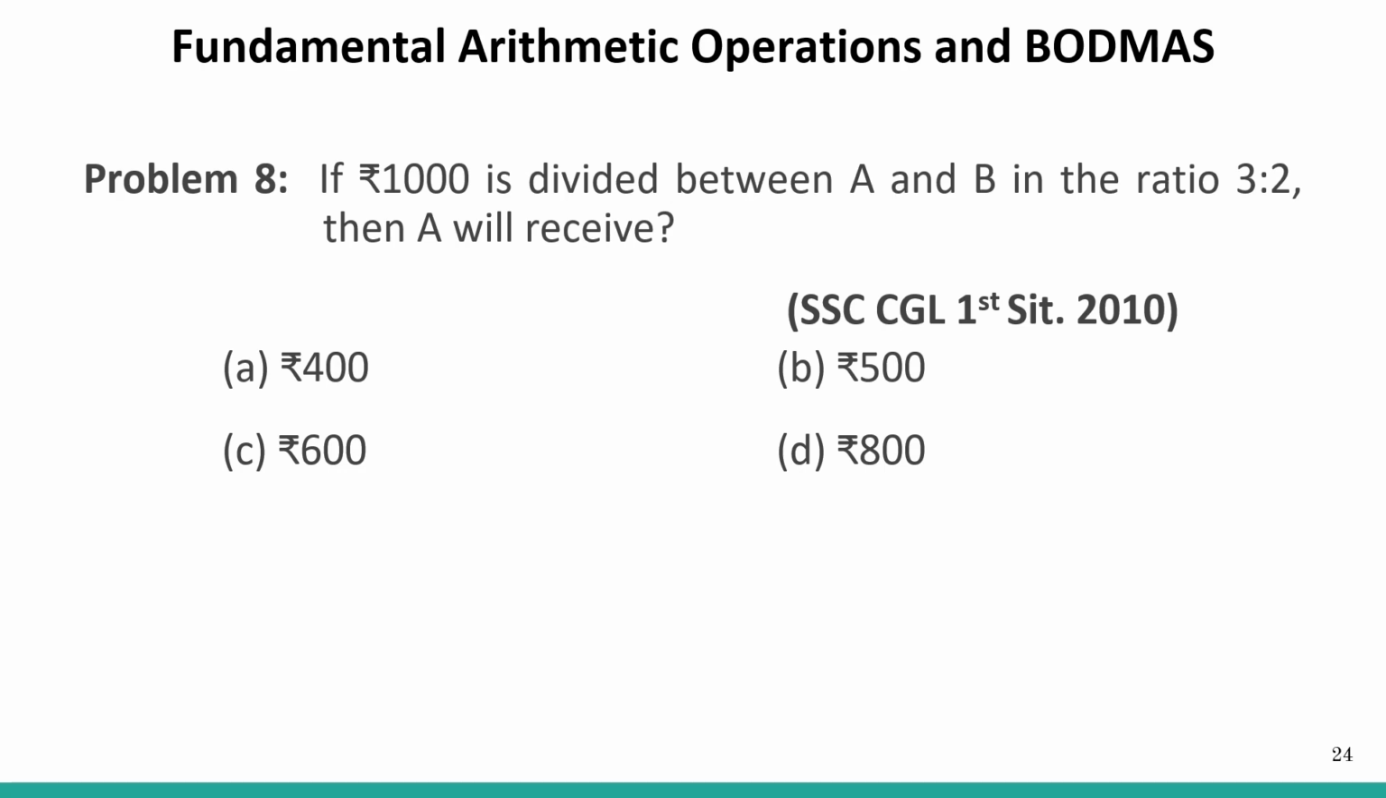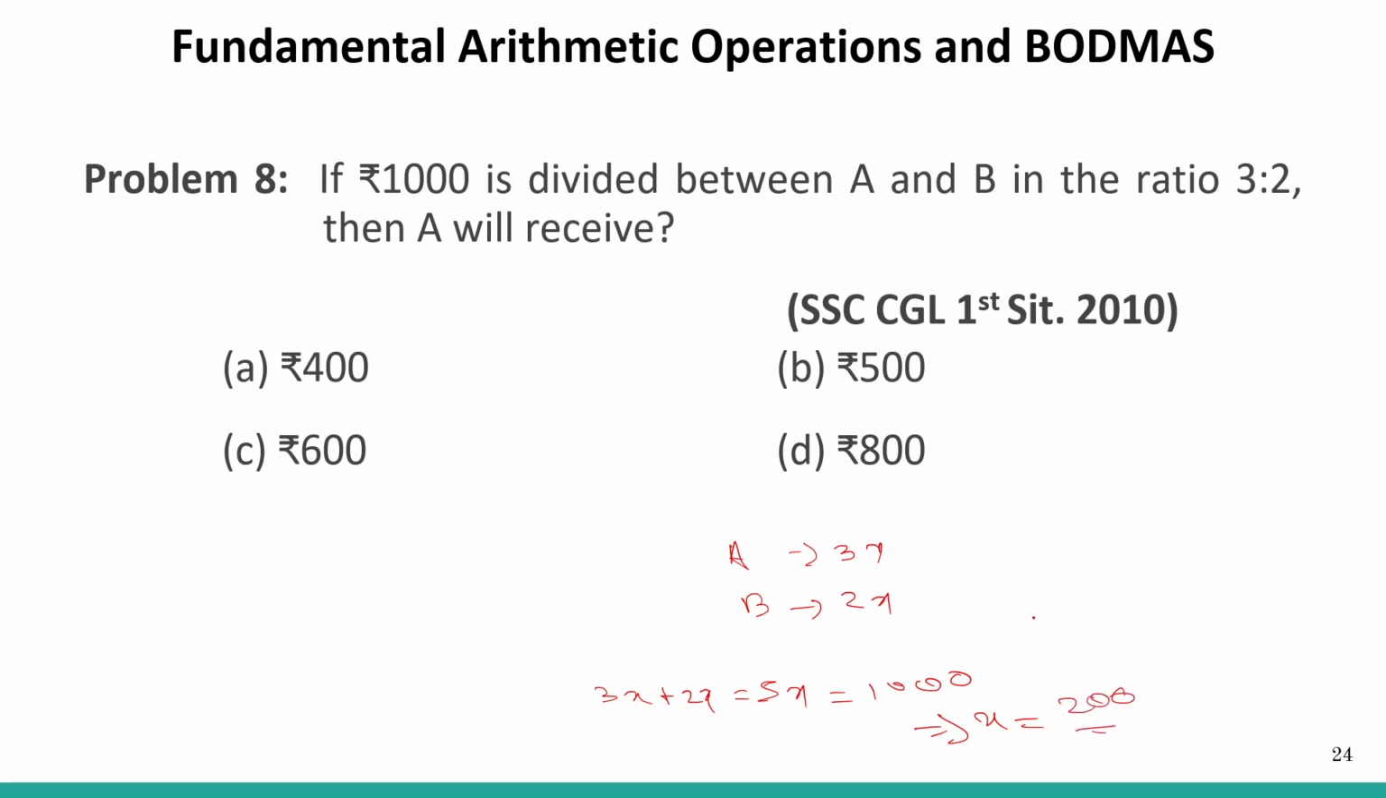So let's see problem number 10. So if 1000 is divided between A and B in the ratio 3:2, then A will receive. Okay, so 1000 is divided between A and B in the ratio. So let's say A have what? 3x and B have 2x. Okay, so 5x, that is 3x plus 2x. The part that have A and the part that have B is equal to 5x is equal to what? 1000 given. So this implies that x is equal to what? 1000 by 5, that is 200. So 200 will be x.